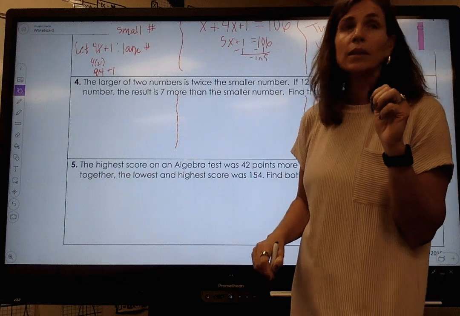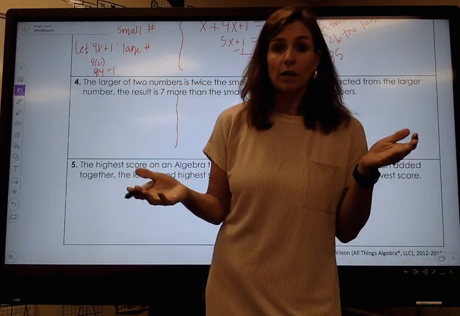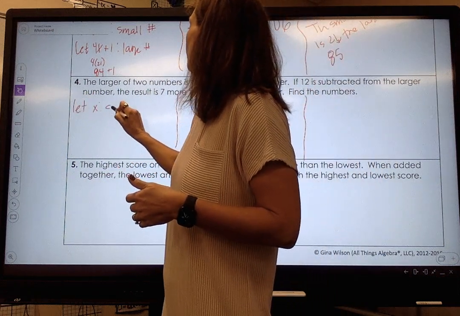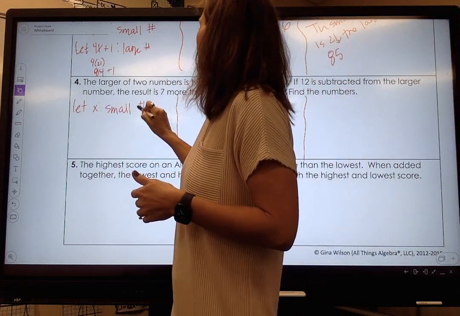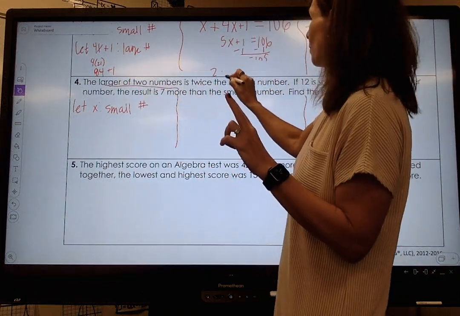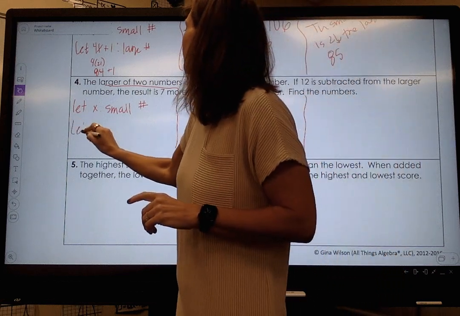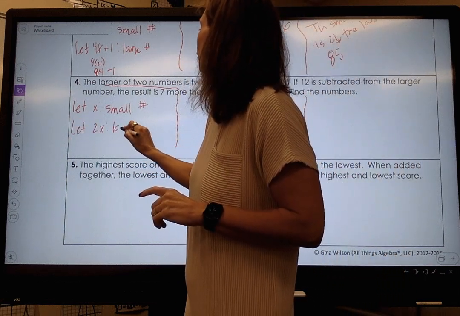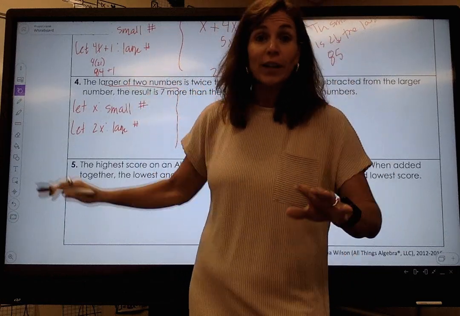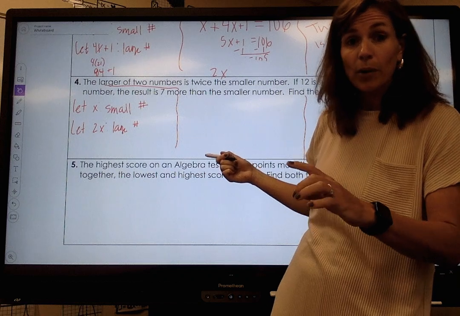Again, 3 columns. The larger of 2 numbers is twice the smaller one. Which one's not being talked about? The small number. So I'm going to let x be the small number. And then it says the larger of 2 numbers is twice the smaller number. That's it. Just twice the smaller number. So I'm going to let 2x be the large number. Now remember, once you have these identified, you can't change it. We've identified it. We're going to move on to this column and set up our equation.